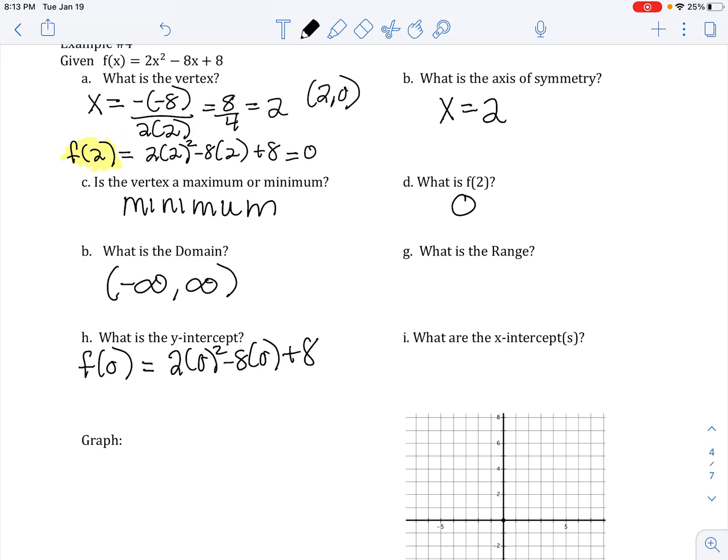And after you do a few of these, you will realize that the y-intercept is always 0, c. So whatever the c value is. So it's 0, 8.